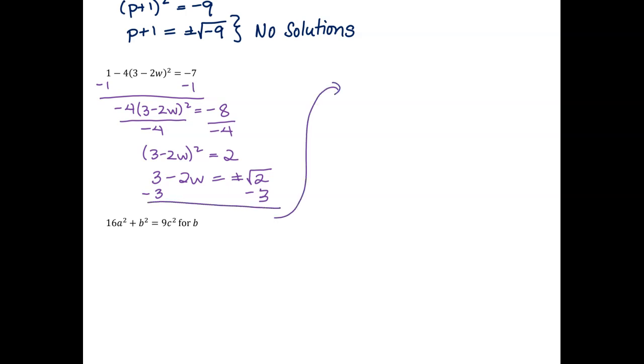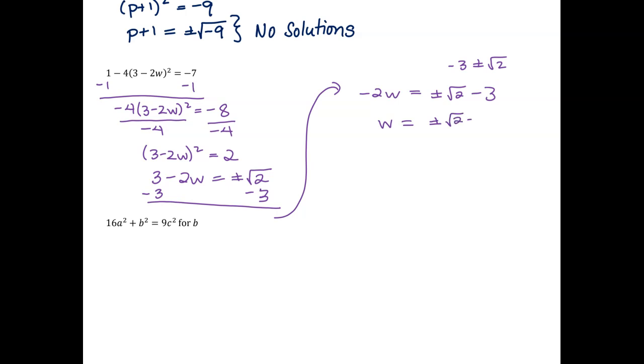I'm going to just move up here. I get negative 2w equals plus or minus root 2 minus 3. It does not matter which order you write that. As we get into quadratic formula, you'll see that the way that's set up, the radical comes last, but it doesn't really matter. So whichever way you like it is fine. And then last we would divide by negative 2.